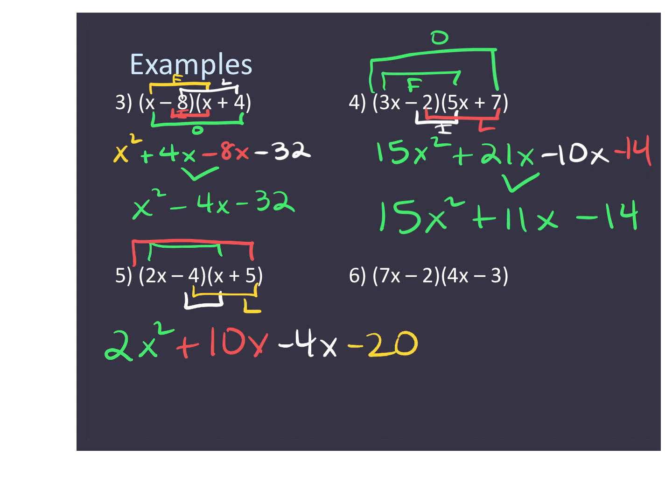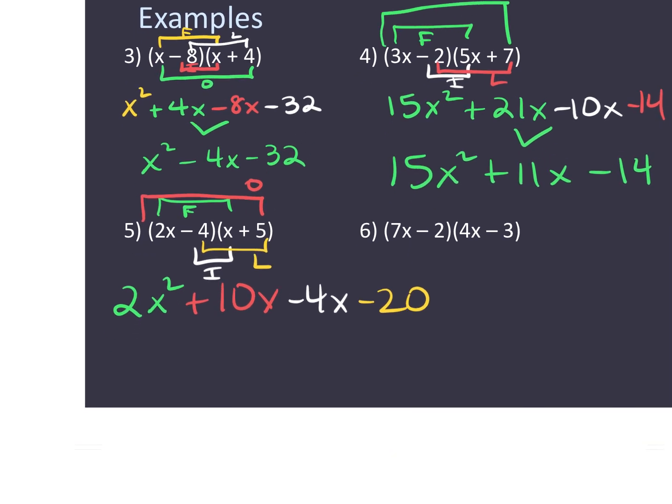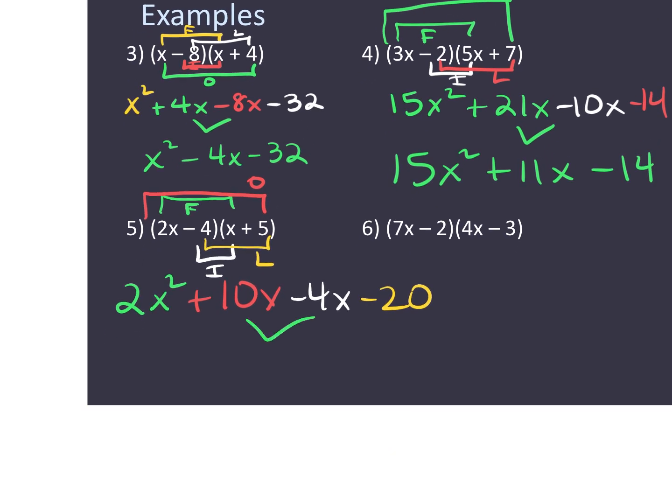So this is last, this is the inside, this was the outside, and this was the first. And then that's how you can make sure that you've covered everything. Add the two middles, 10x minus 4x gives me 6x, and then just rewrite the 2x squared and the minus 20. So just be careful, take your time, watch your signs.